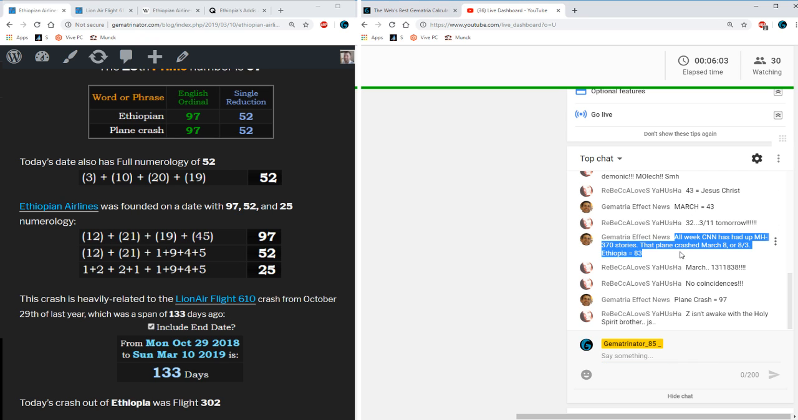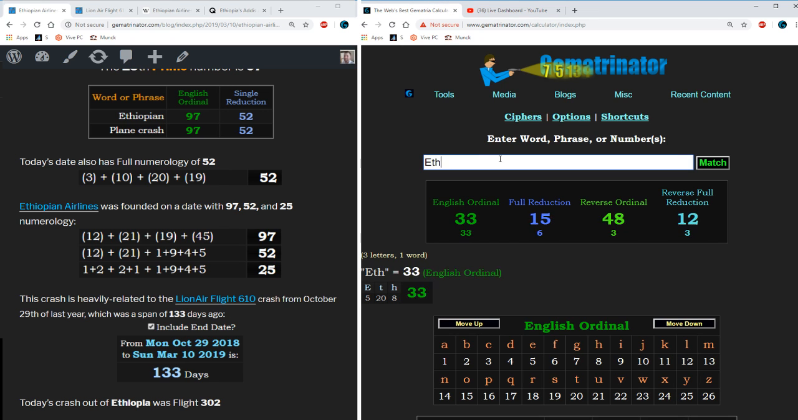An interesting thing that Zach notices here, too, is that we have been seeing stories about MH370, a flight that disappeared over the ocean. That plane crashed on March 8th, or 3/8. That date can also be written 8/3. Ethiopia in the alphabetic order equals 83.